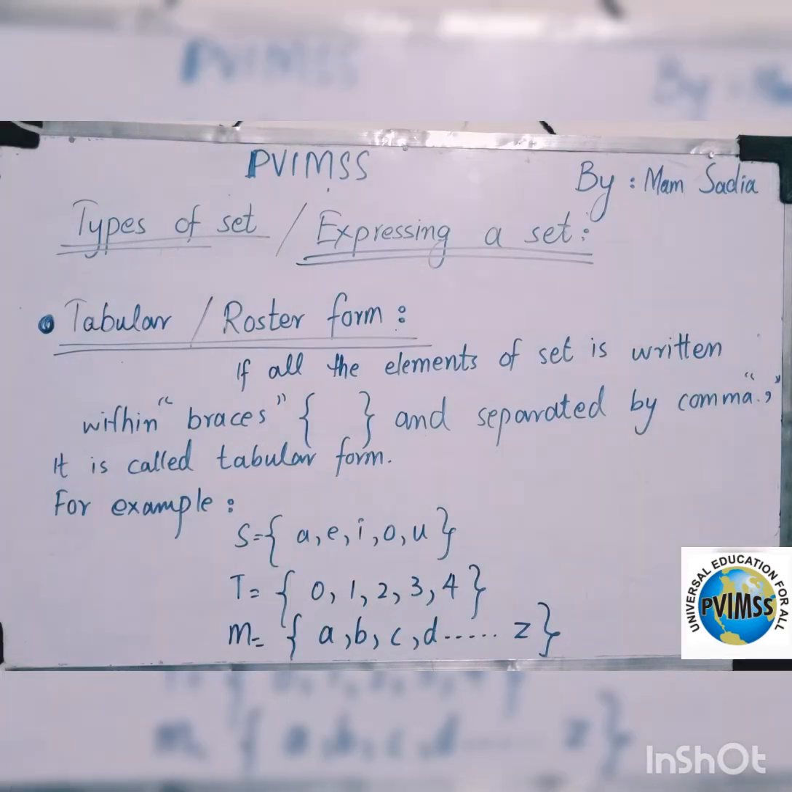If we have a set S and it has elements of vowel alphabets A, E, I, O, U, how will we write? We'll write in braces, and in between all the elements a comma should be there. Second example is we have a set T, and in that set we have elements 0 to 4. How will we write? 0, 1, 2, 3, 4, and in between all elements a comma should be there.